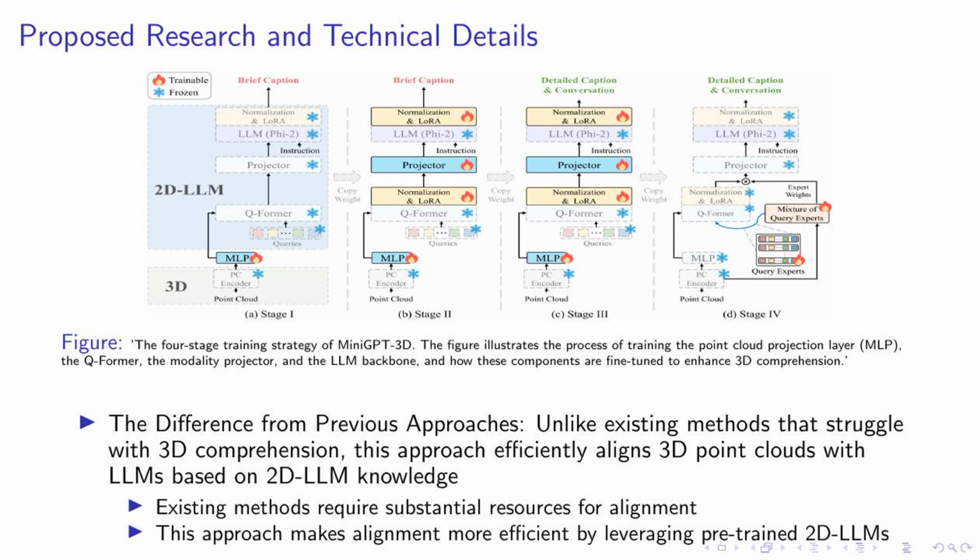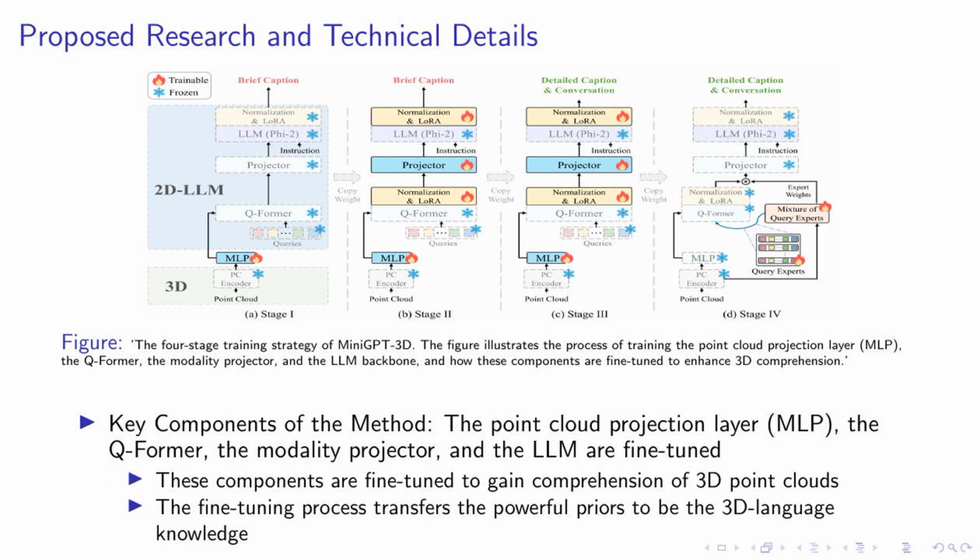In this slide, we delve into the technical details of our research. As you can see in the figure, our 4-stage training strategy for MiniGPT-3D is illustrated. The key components of our method include the point cloud projection layer, the Q-former, the modality projector, and the LLM. These components are meticulously fine-tuned. The objective: to gain a comprehensive understanding of 3D point clouds. This fine-tuning process is crucial as it allows us to transfer powerful priors into the 3D language knowledge domain.